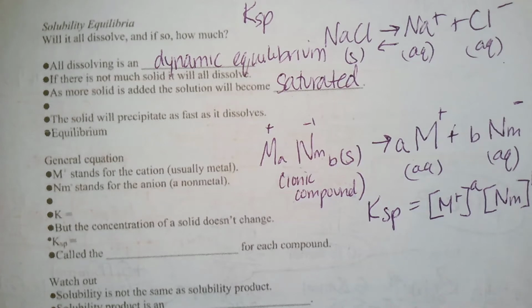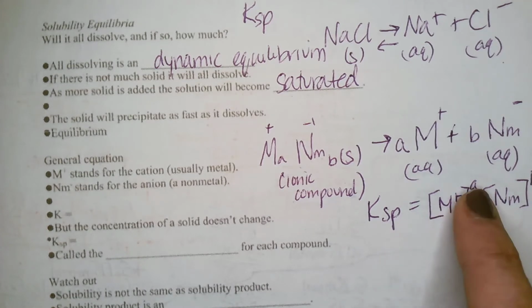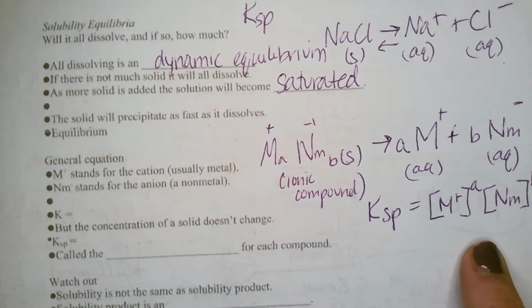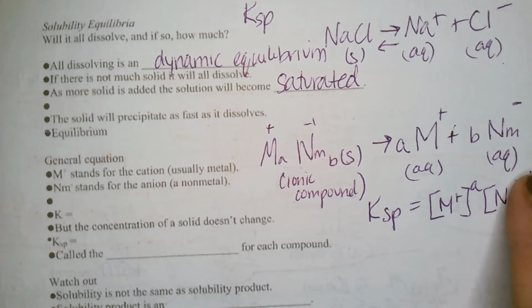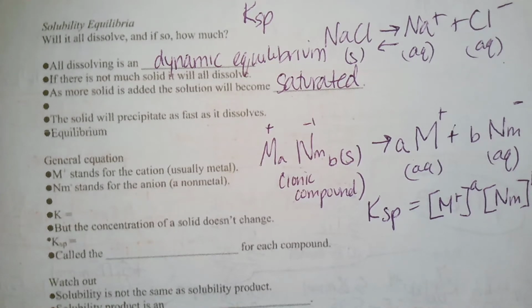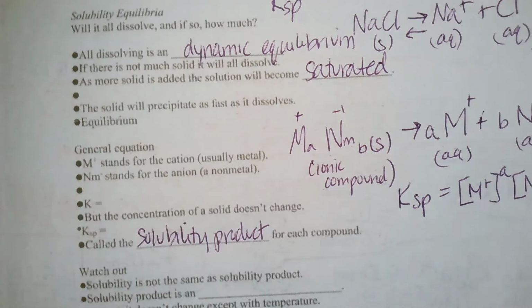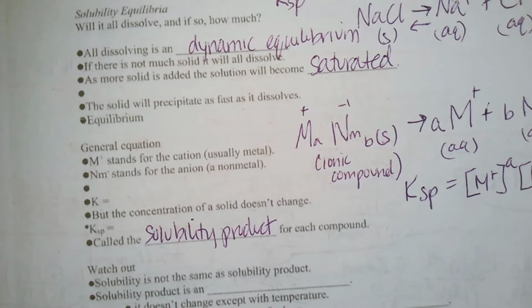Pure liquids and pure solids drop out. So we've developed the expression for any ionic compound as it dissolves in water. The Ksp is equal to the positive ion raised to its coefficient times the negative ion, the nonmetal, raised to its coefficient, which came from the subscript originally. The Ksp is called the solubility product for each compound.